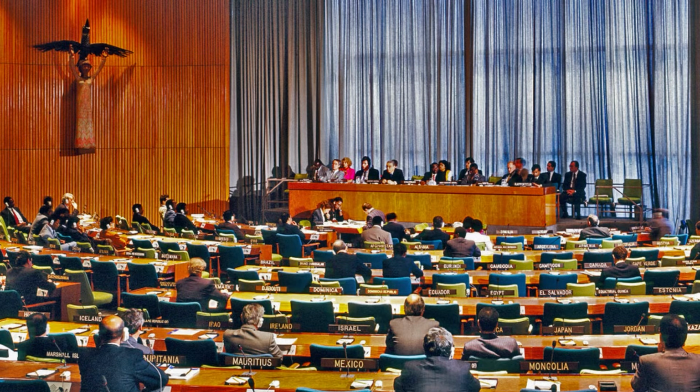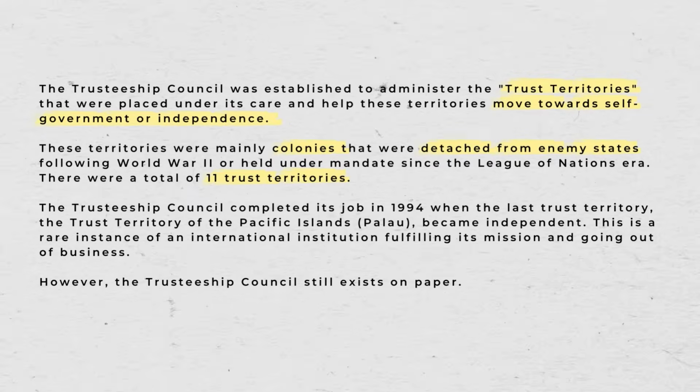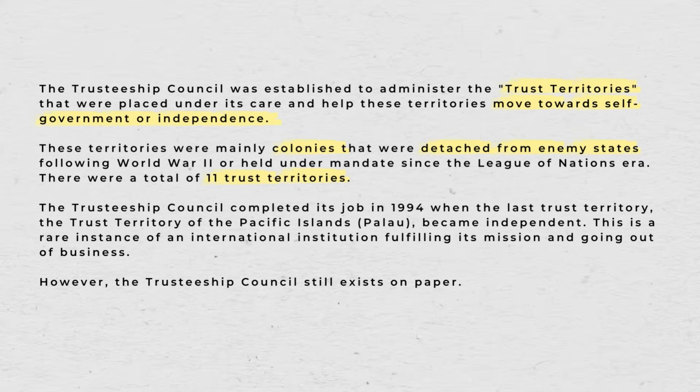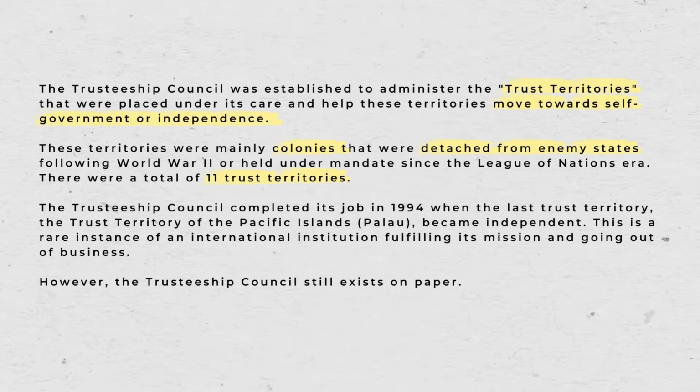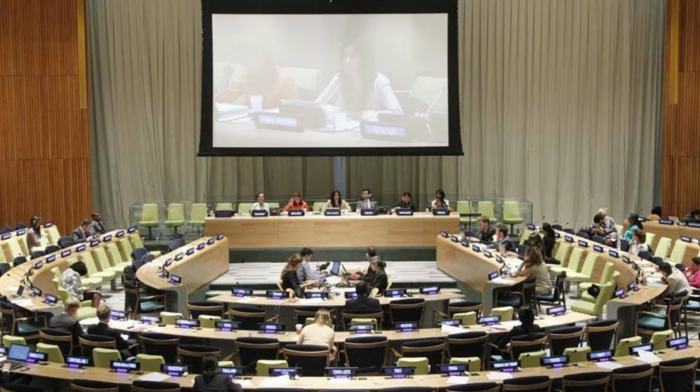These territories were mainly colonies that were detached from enemy states following World War II or held under mandate since the League of Nations era. There were a total of 11 trust territories. The Trusteeship Council completed its job in 1994 when the last trust territory, the Trust Territory of the Pacific Islands, Palau, became independent. This is a rare instance of an international institution fulfilling its mission and going out of business.